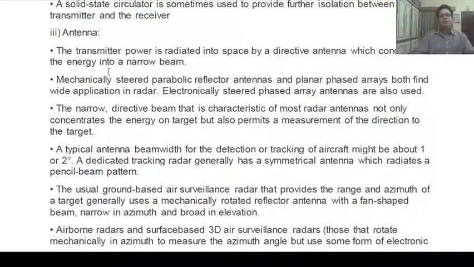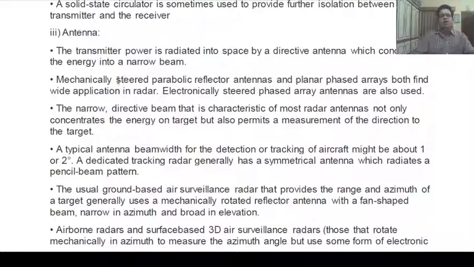Okay. Third part, the antenna. The transmitter power is radiated into space by a directive antenna, which concentrates the energy into a narrow beam. How does a directive antenna work? It concentrates the energy into a narrow beam. Mechanically steered parabolic reflector antennas and planar phased arrays both find wide applications in radar.